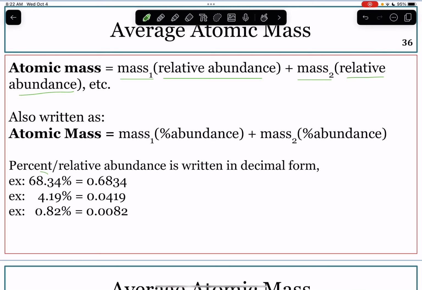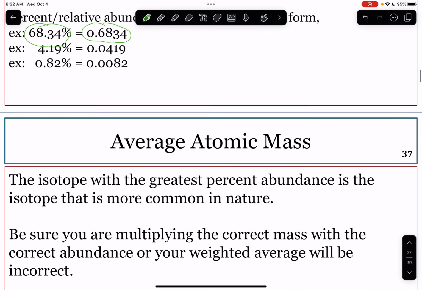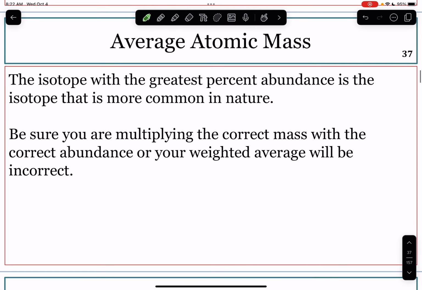So if the percent abundance is 68.34%, you're going to multiply 0.6834 by the mass. And this is so that all of the percent abundances, since they should add up to 100%, in their decimal form should add up to 1, because that's all or the whole of the element that we are discussing. The isotope with the greatest percent abundance is the isotope that is more common in nature.